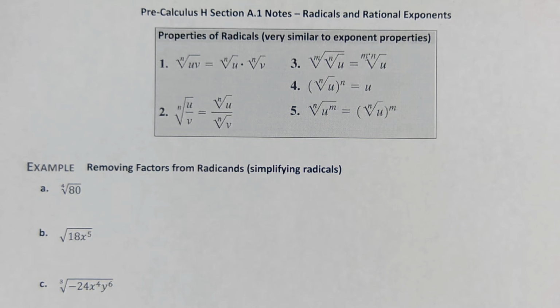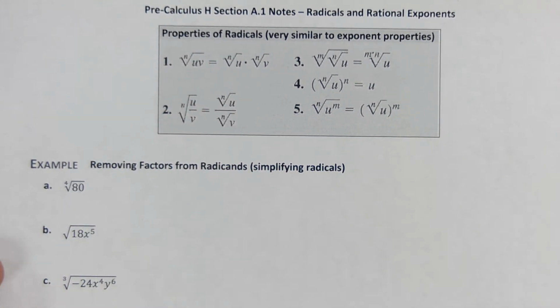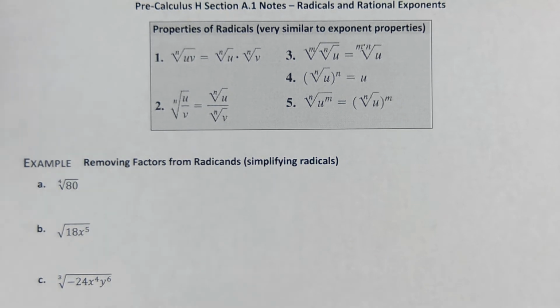So section A.1 is called radicals and rational exponents. Since we are talking about exponents, it's important to remind you that a radical really is just an exponent. It's just a way of writing a fractional exponent. And since radicals are fractional exponents, properties of radicals happen to be extremely similar to properties of exponents.